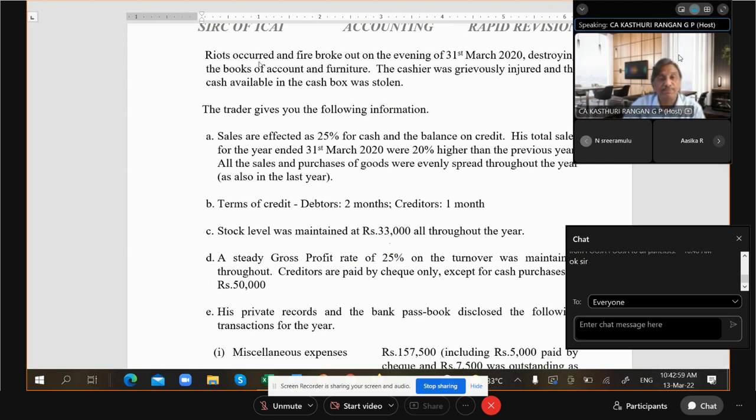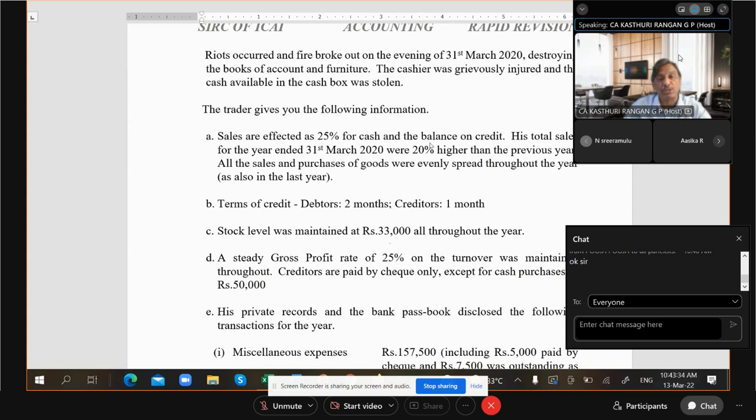Riots occurred. That means some problem was there. Fire broke out on the evening of 31st March 2020, destroying the books of accounts and furniture. Fire, furniture was destroyed, books of accounts were destroyed. Cashier was grievously injured. Cash was stolen. Not stolen by the cashier, the cashier himself was injured. Somebody had stolen the cash also. Similar to the earlier problem. Then they are giving you a lot of information.